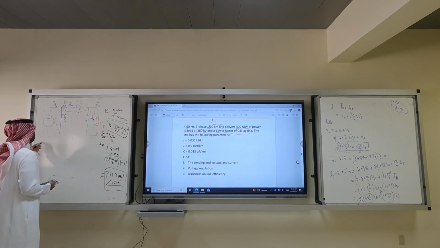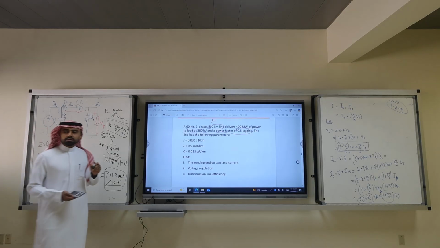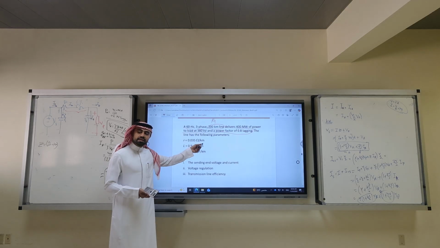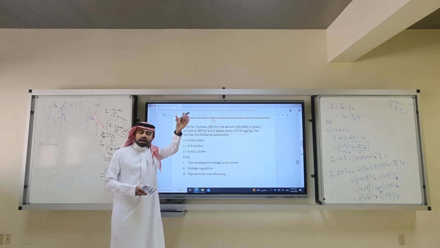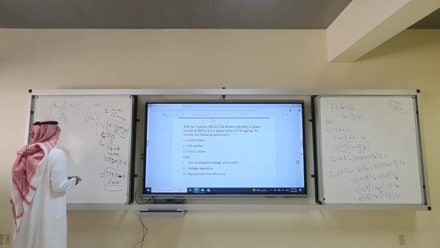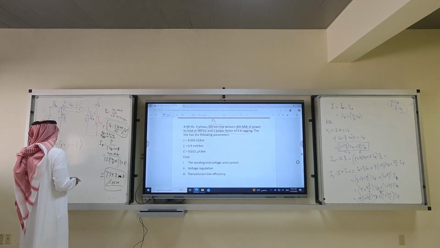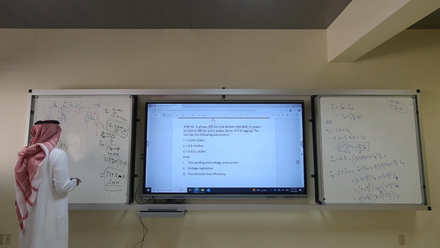What is Z? Z is 200 kilometer. Should you multiply by 200,000? No, because the R, L, and C are in per kilometer. So kilometer will cancel kilometer. So don't multiply by 200,000. Very common mistake. R plus j omega L, it's 200 kilometer. I'm not going to write kilometer, just 200.